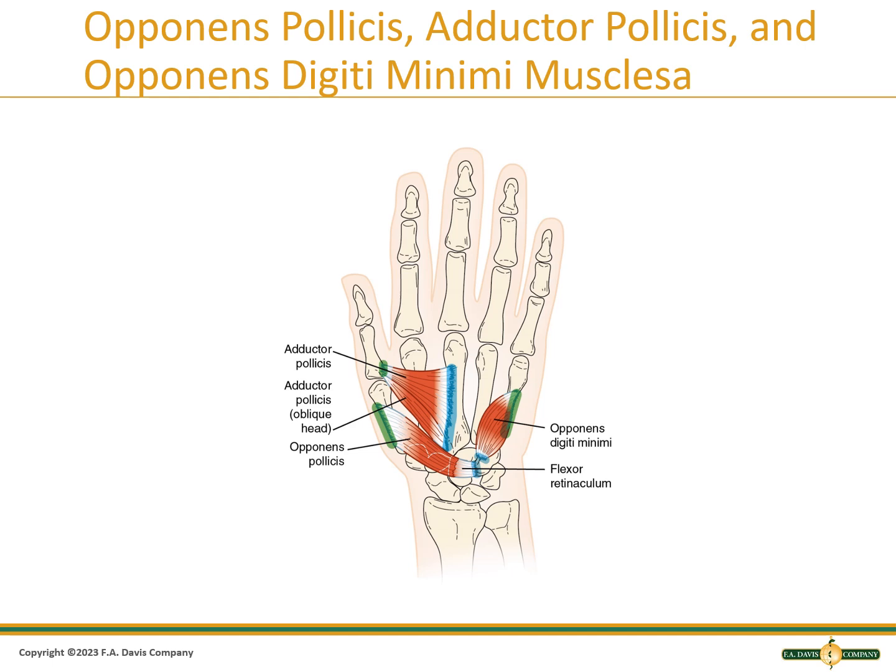Opponens pollicis is going to be the last of our thenar eminence muscles, and you can see that running towards the lateral aspect of the hand, or the radial aspect of the hand, going towards the thumb. And then we also have opponens digiti minimi. So when we think about bringing our thumb across to our pinky, we can also try to bring our pinky across to our thumb, and that's because of opponens digiti minimi, which is, again, a muscle that goes into the hypothenar eminence.